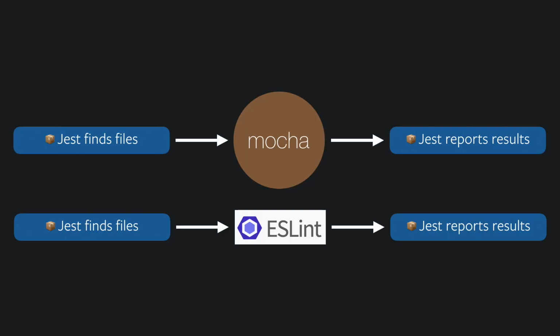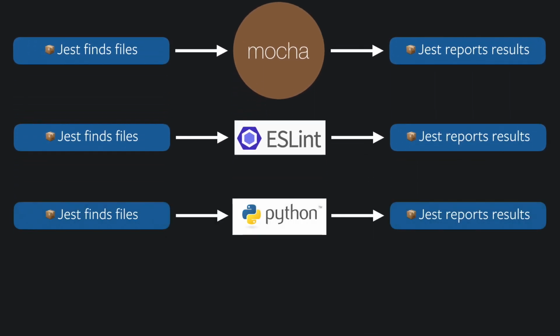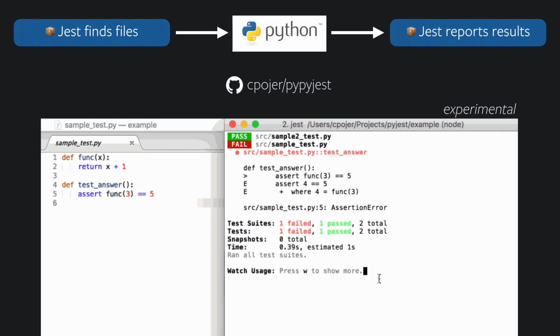So if we can use these for Mocha and ESLint, it probably means that we can use it for even more things. For example, we can use it to run Python tests. Here is Jest running Python tests.